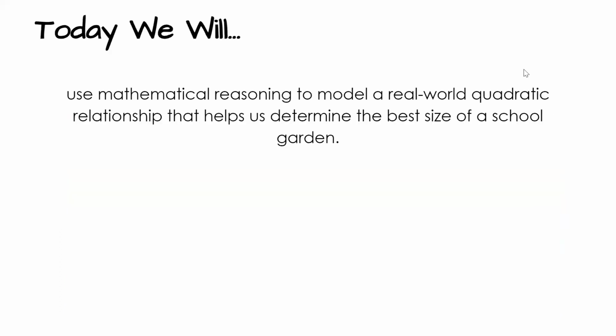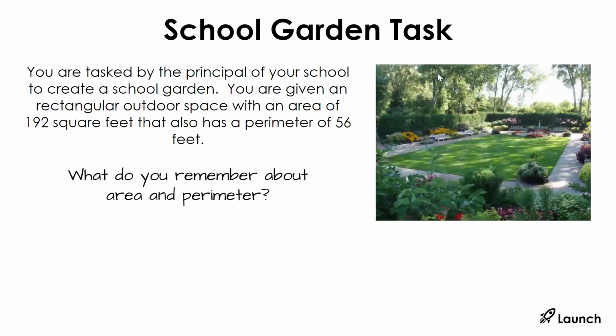Okay. All right, so today we're going to use mathematical reasoning to model a real-world quadratic relationship. So you've got a school garden task. You are tasked by the principal of your school to create a school garden. You are given a rectangular outdoor space with an area of 192 square feet that also has a perimeter of 56 feet. What do you remember about area and perimeter? What do you always tell me that perimeter is? You're adding all the sides, and then area is what? Multiplying length times width, right?